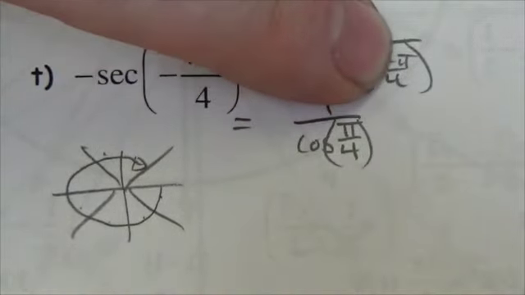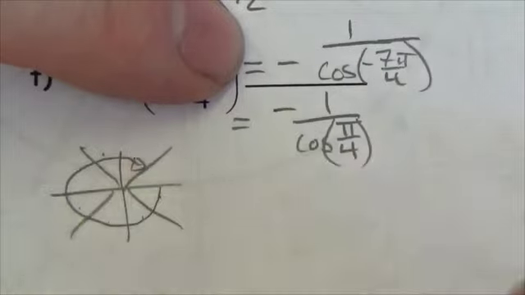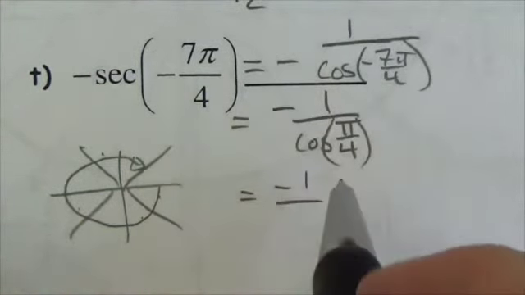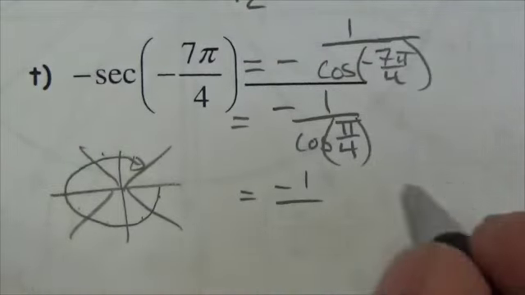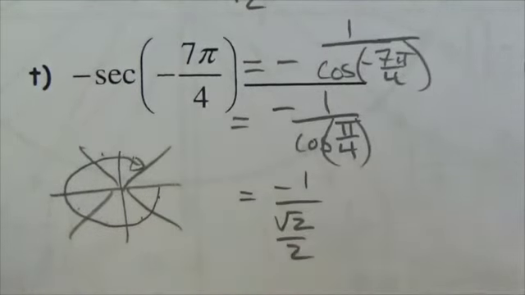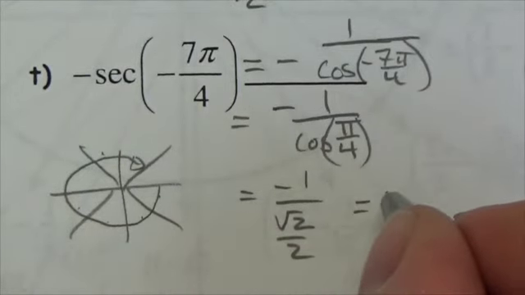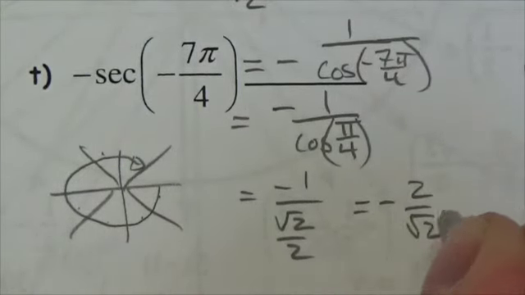I just cover up the coefficient. But there's still that negative out front. Now, I go look this up. Cosine of pi over 4 is root 2 over 2. Okay, which means this is going to equal negative 2 over root 2.